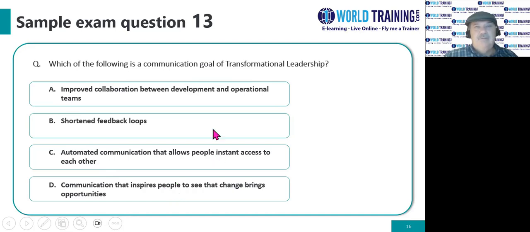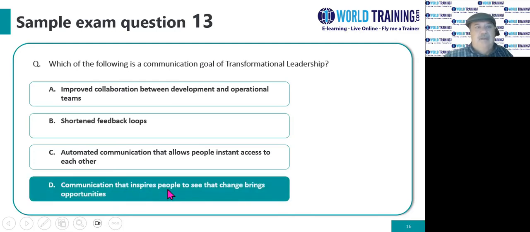Okay, so maybe I misread, I didn't properly read the question. I guess they're saying, what should transformational leaders communicate to their teams? If that's really what this is asking, then I think D is the best answer. Yeah, because they're talking about communicating and inspiring people. Right. Okay, so the D.